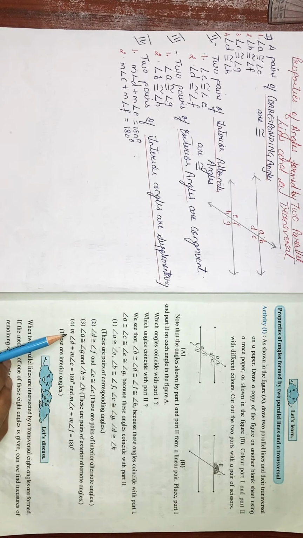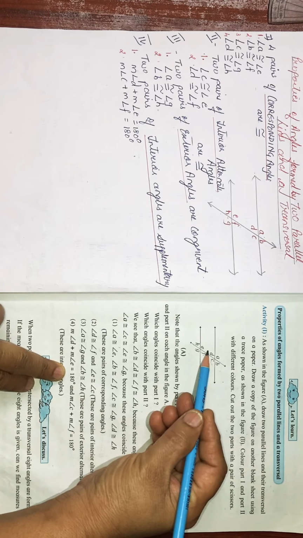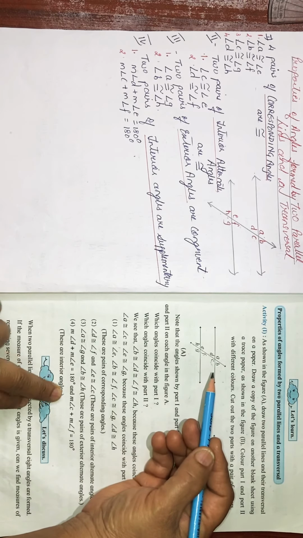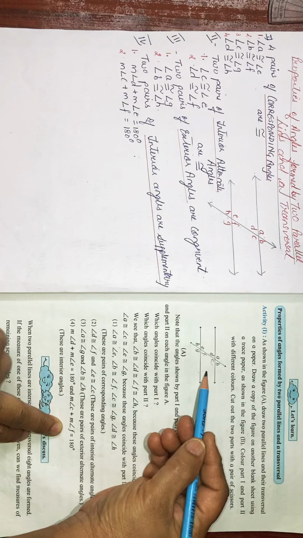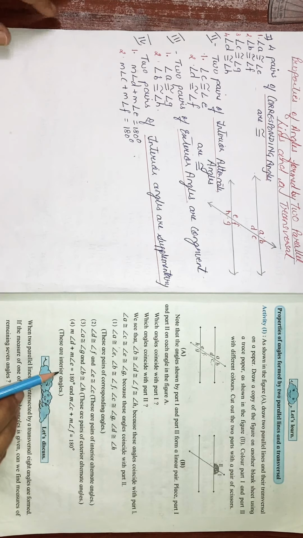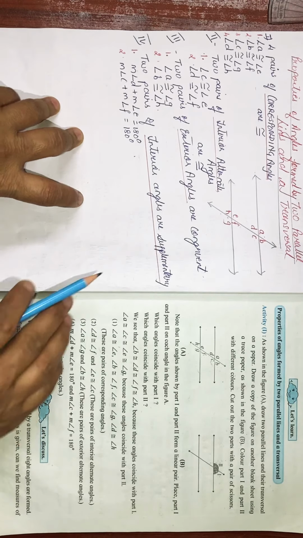So, measure of angle D plus measure of angle E is equal to 180 degrees and measure of angle C plus measure of angle F is equal to 180 degrees because they are interior angles. Now the same thing I'll repeat again here.